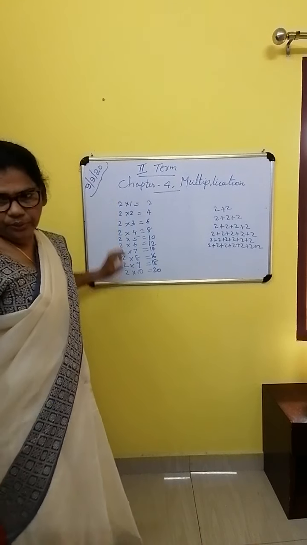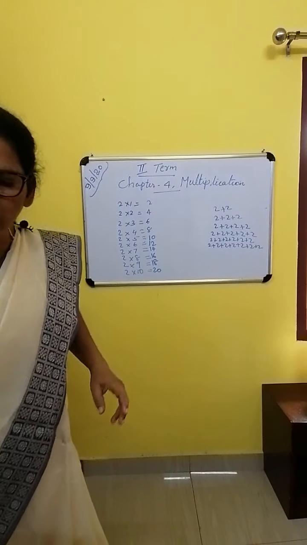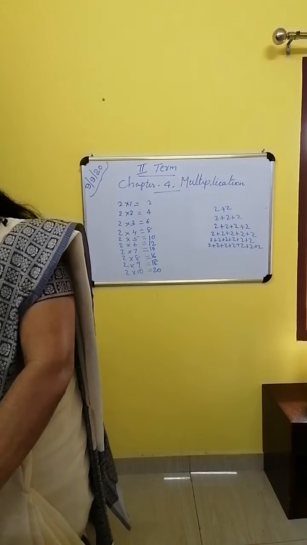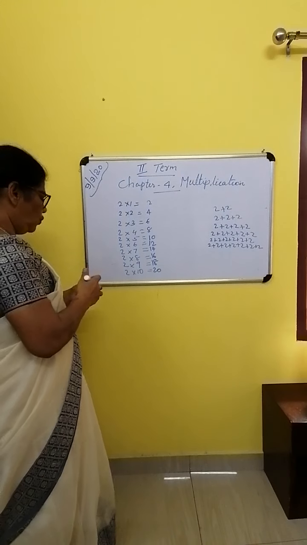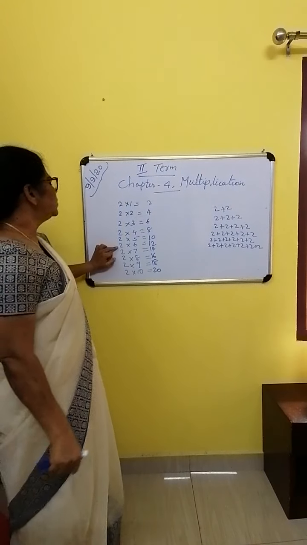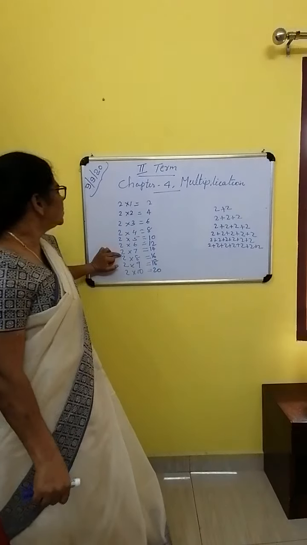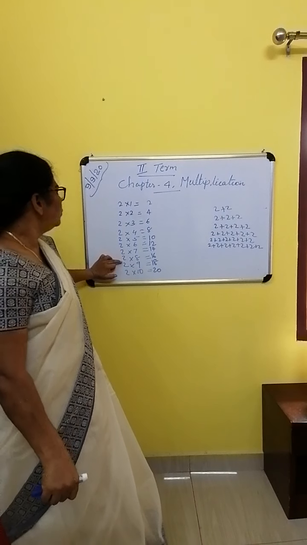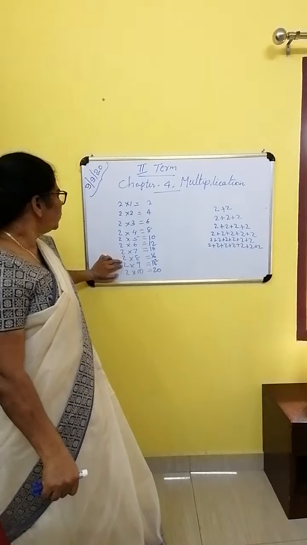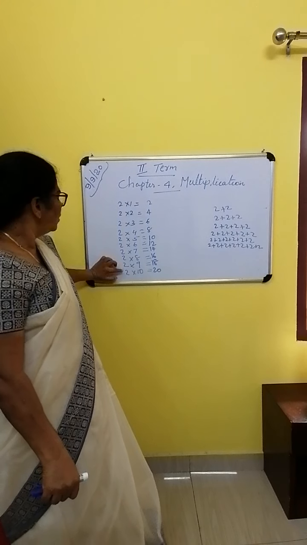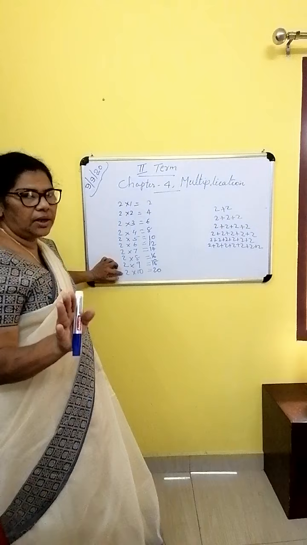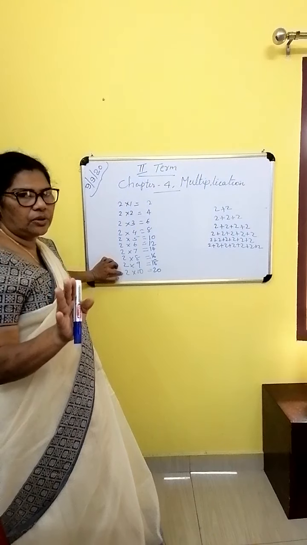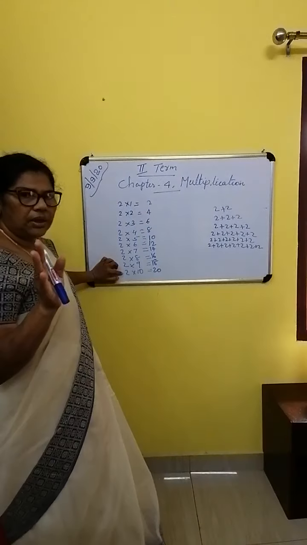2 1s are 2. 2 2s are 4. 2 3s are 6. 2 4s are 8. 2 5s are 10. 2 6 are 12. 2 7s are 14. 2 8s are 16. 2 9s are 18. 2 10s are 20. Okay. Study properly the multiplication tables. Otherwise, you cannot do any problems in multiplication.